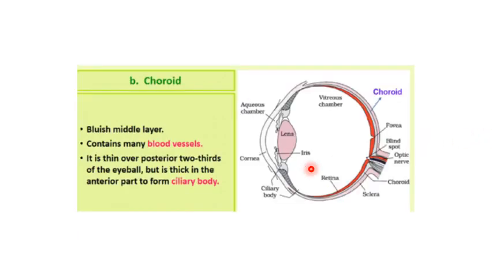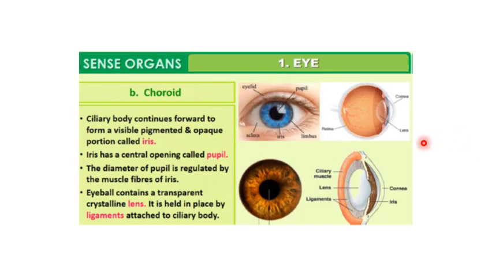Then we have choroid. Choroid is the bluish middle layer. It contains many blood vessels. It is thin over the posterior and covers two-thirds of the posterior eyeball, but it is thick in the anterior part to form the ciliary body. The ciliary body continues forward to form a visible pigmented and opaque portion which is called the iris.